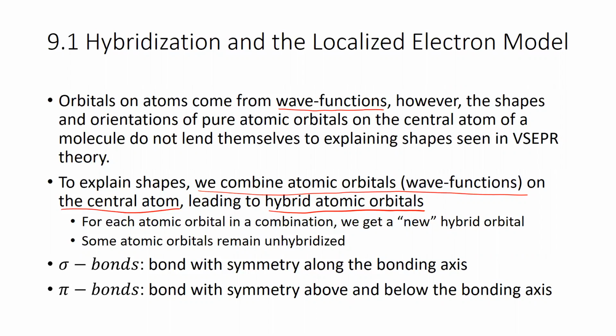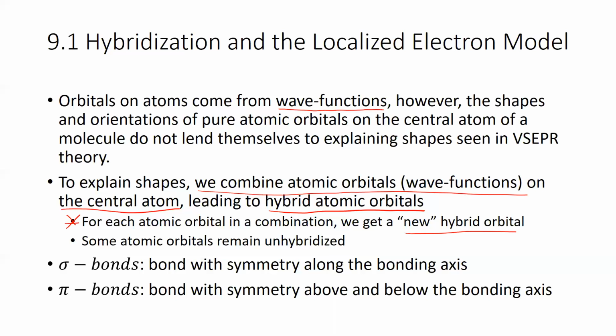And so, rules for these combinations of atomic orbitals, okay? And this is a key one. For every atomic orbital that we put in, we're going to get a new hybrid orbital out. So if we put in two orbitals, an s and a p orbital, we're going to get two orbitals out that are hybrid orbitals from the combination of those two wave functions.